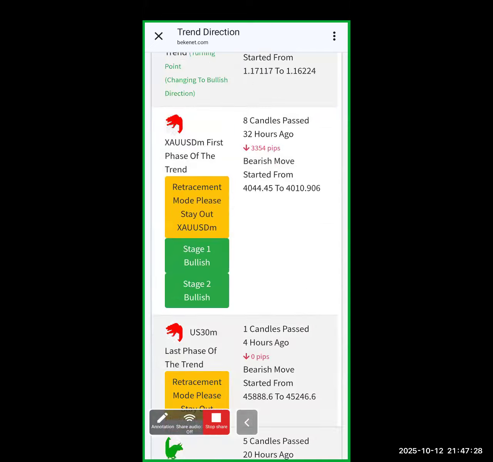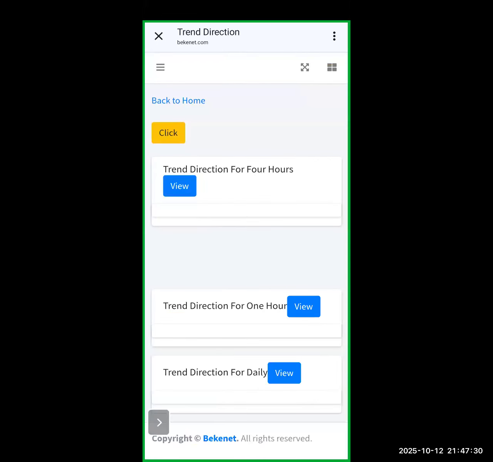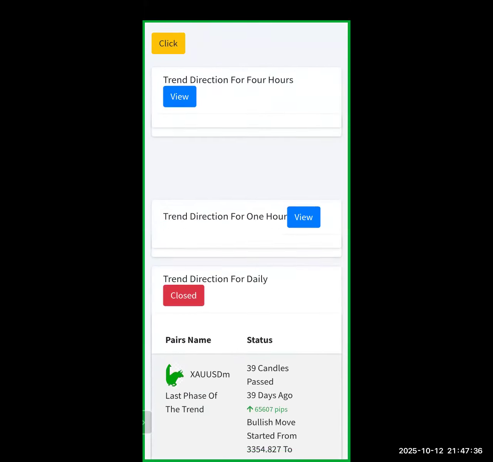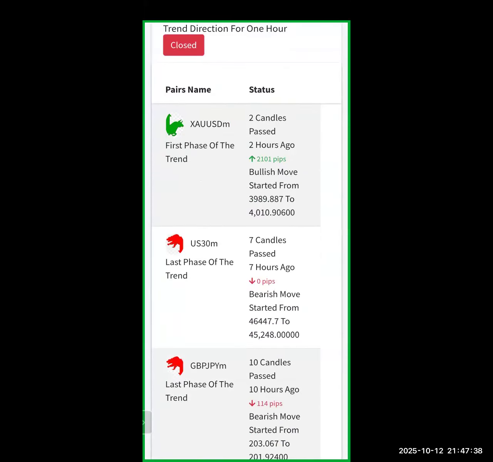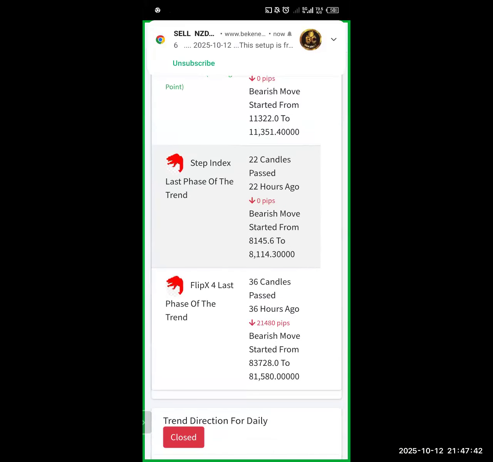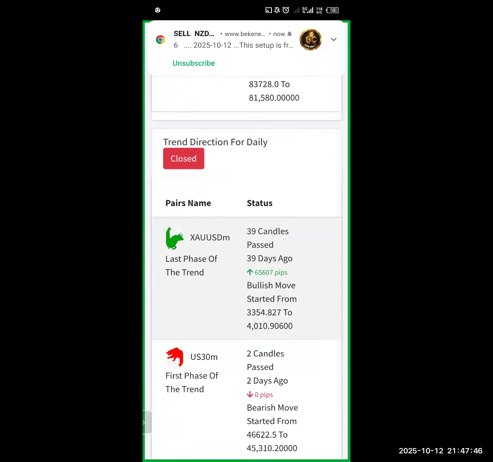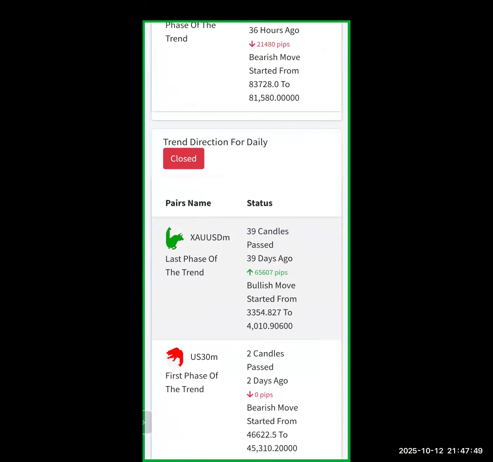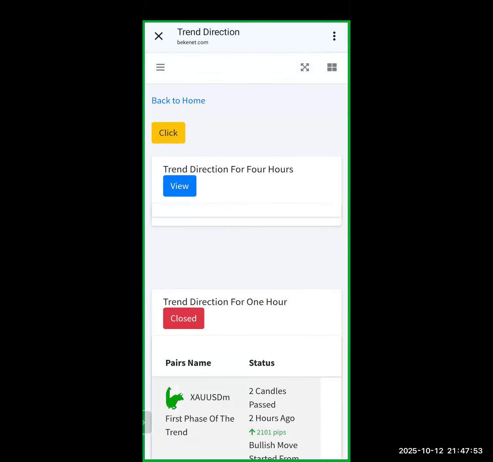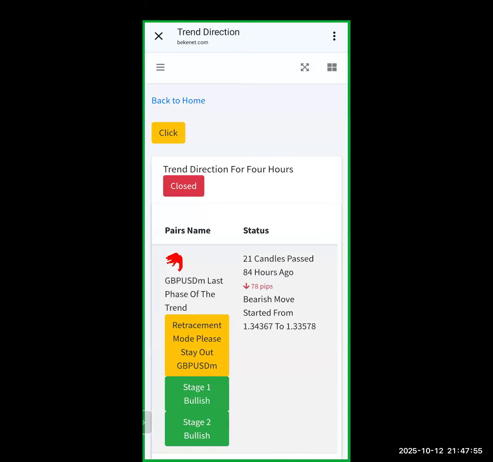The same approach applies to the 4 hours, the daily and the 1 hour. You understand? I prefer to use the daily and the 4 hours. The 1 hour is not really strong compared to the 4 hours and the daily. So if you want to use the trend direction, you're either using the daily or the 4 hours. But I prefer you use the 4 hours because it's well detailed.